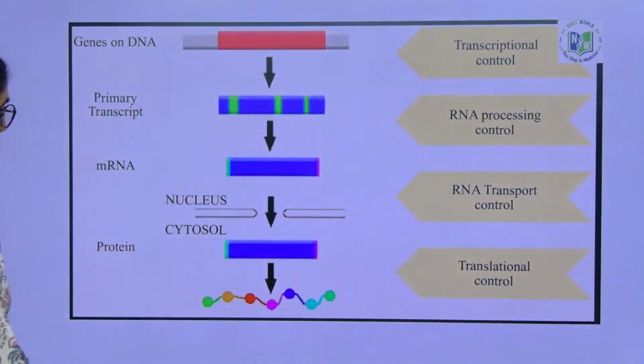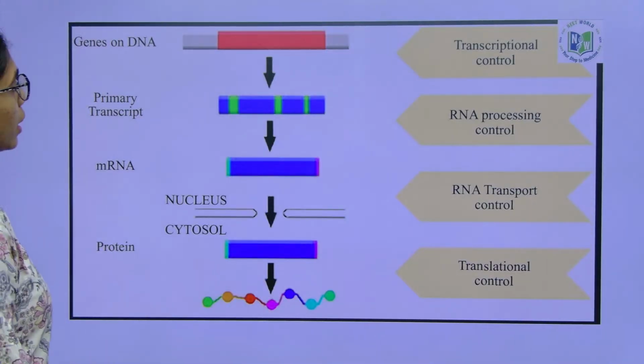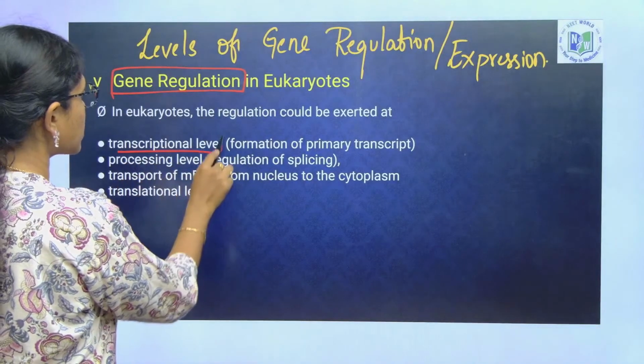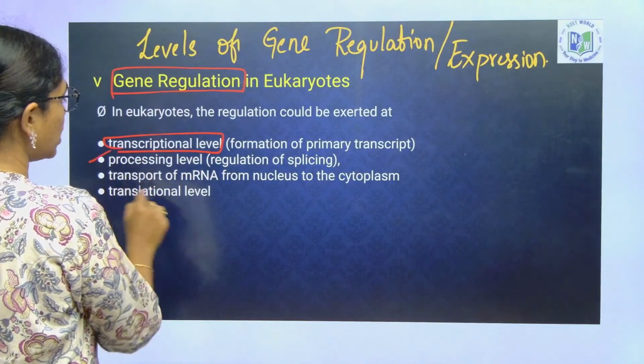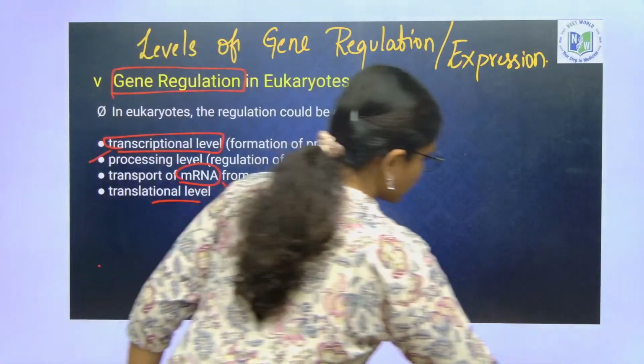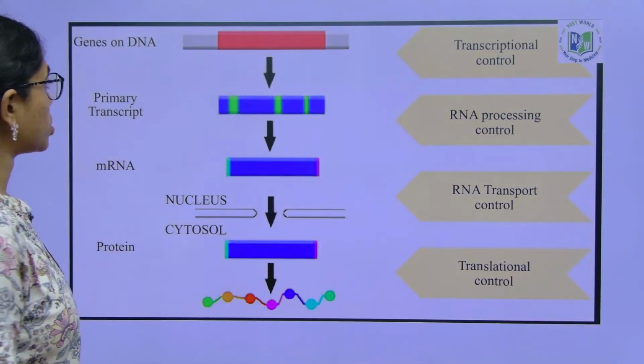Here you see genes on the DNA. Genes on the DNA can be expressed. This is the first level. First is the transcriptional level, second is processing, third is mRNA transport to the cytosol, and fourth is the translational level. You will understand it better with the diagrammatic representation.